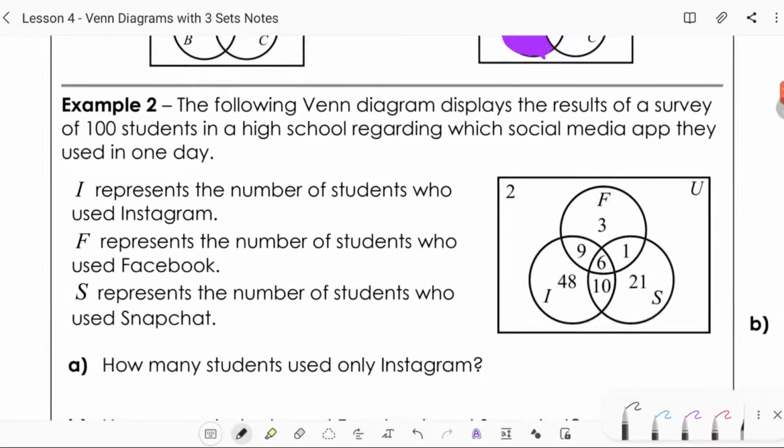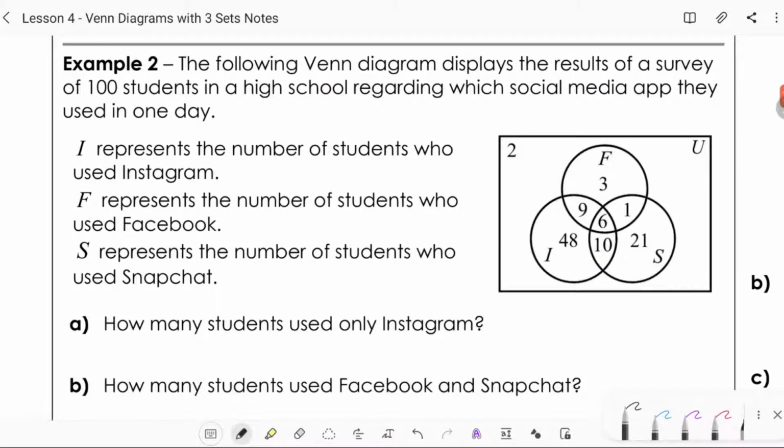So let's look at an example of this. The following Venn diagram displays the results of a survey of 100 students regarding which social media app they used in one day. I represents Instagram, F represents Facebook, and S represents Snapchat. How many students used only Instagram?